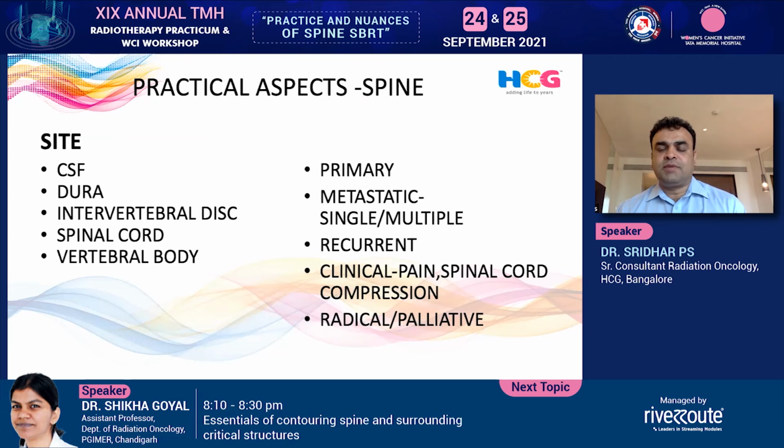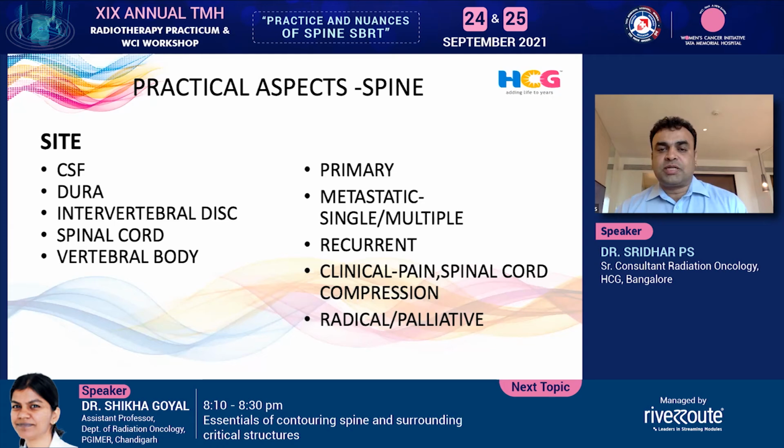Practical aspects for the spine. My suggestion is about sites. The site of the tumor is most important: the CSF, dura, intervertebral disc, spinal cord, and vertebral body. Please take all these things into consideration. Also whether it is a primary or a metastatic tumor, radical versus palliative, single versus multiple fractionation. Recurrent cases: the recurrent cases of SBRT spine are a big number. A lot of patients sometimes cannot be treated in a normal way, so this is very, very challenging in these cases.